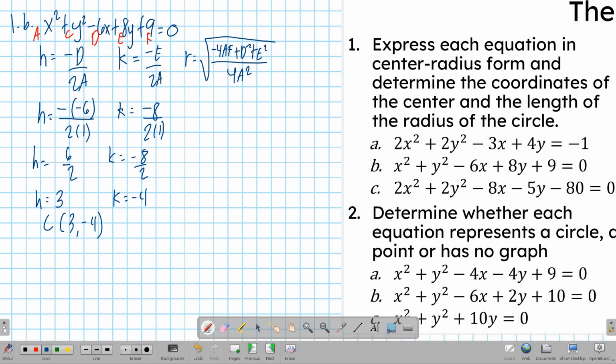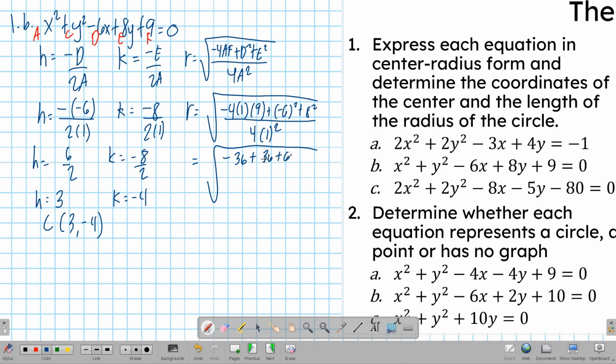For the radius r, so we just need to substitute. So the radius r will be equal to the square root of negative 4 times 1 times f, which is 9, plus negative 6 squared plus 8 squared all over 4 times 1 squared. So therefore, we're going to have the square root of negative 4 times 1 times 9, which is negative 36, plus negative 6 squared is 36, plus 64 over 4.